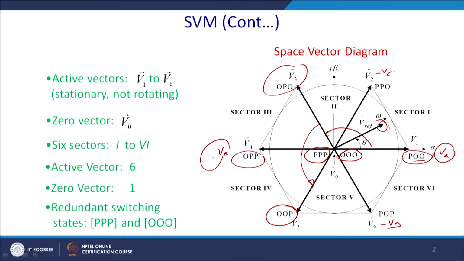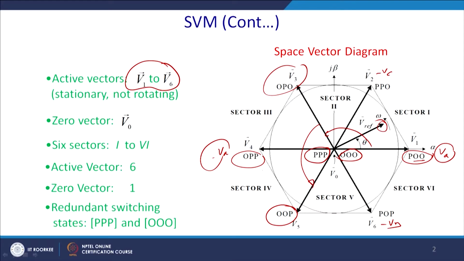Now, you have to identify a sector, and accordingly the switching will be done. To generate these voltages, it can be in any coordinate. V1 to V6 are the active vectors, and they are stationary vectors, not rotating vectors, mind it. The rotating vector is your reference, and we shall take a snapshot. During the snapshot we shall consider that V reference and this theta are constant.